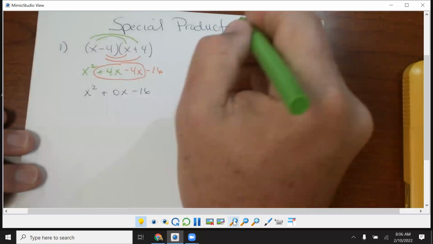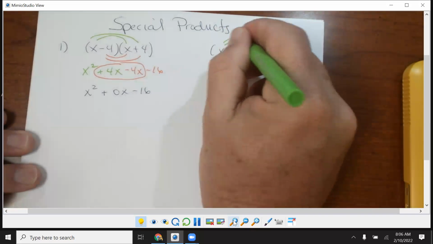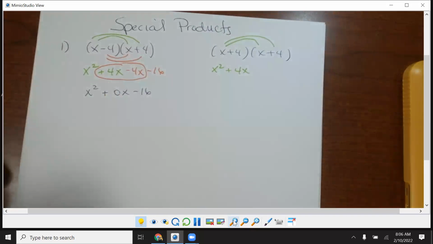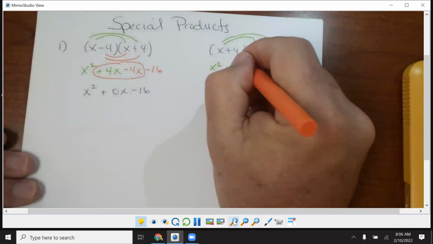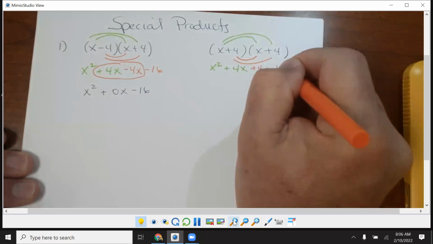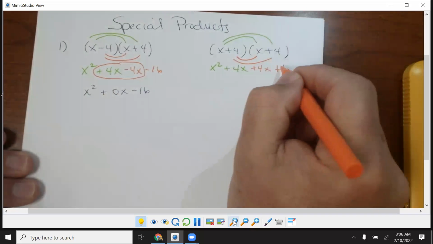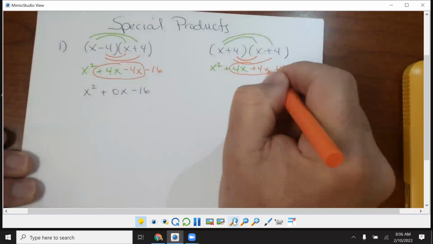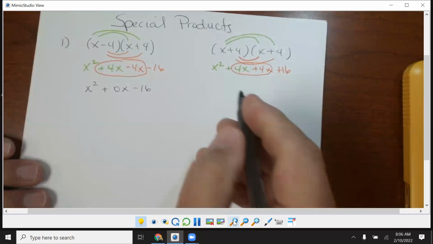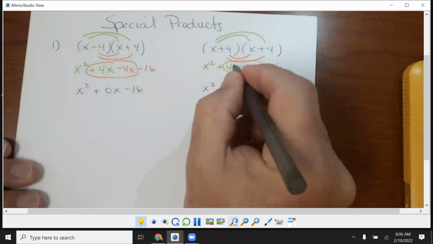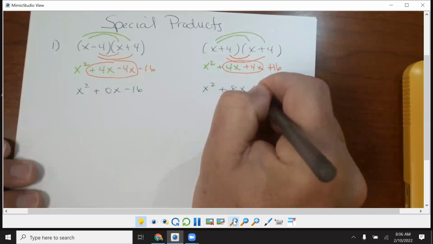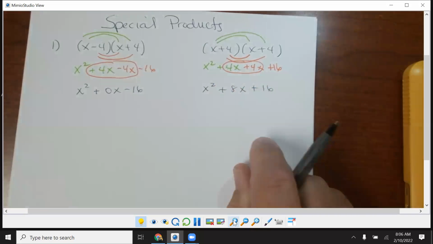X times x is x squared. X times 4 is 4x. This 4 times x is 4x. 4 times 4 is 16. We always combine the terms in the middle. So this becomes x squared, and 4 plus 4 is 8. You get 8 x's. Okay, so now look at these two.